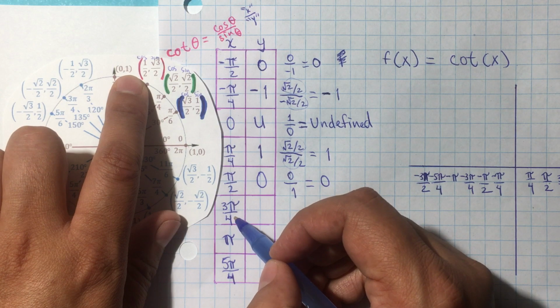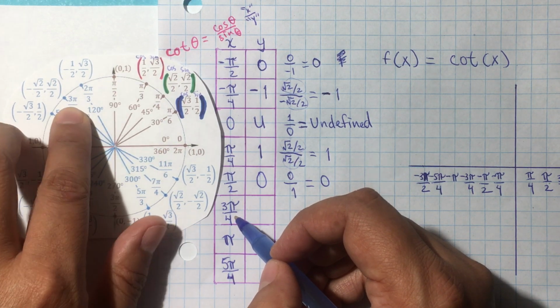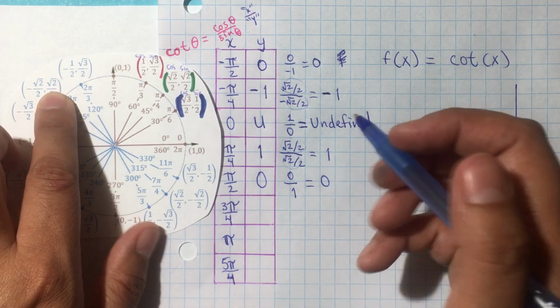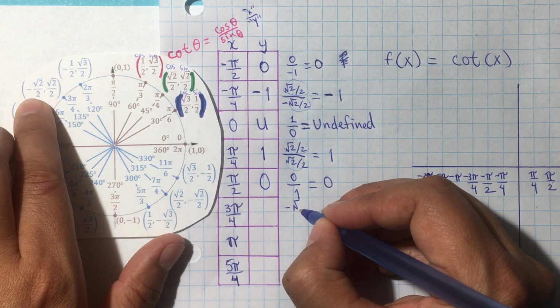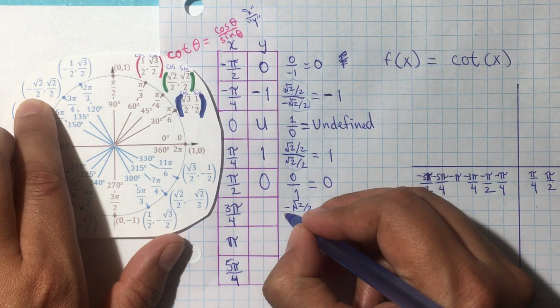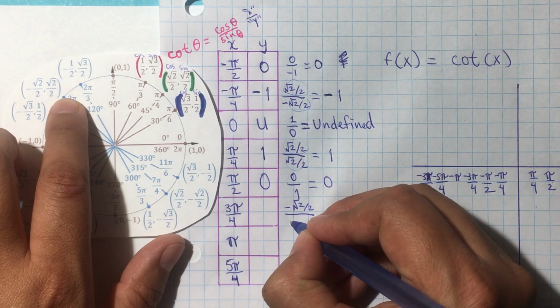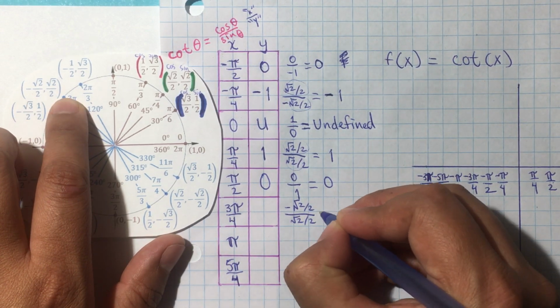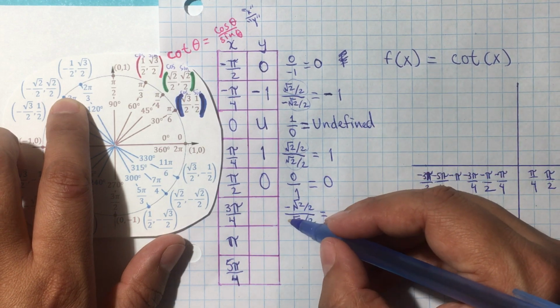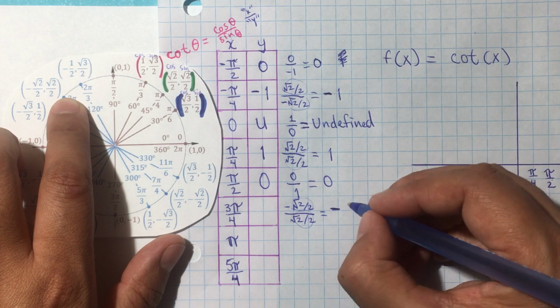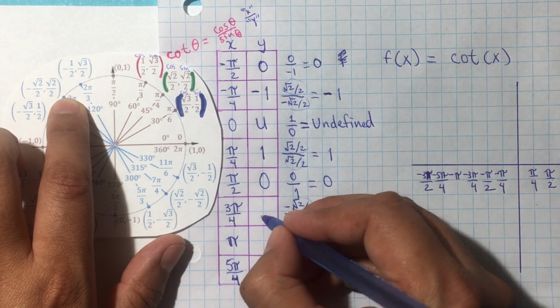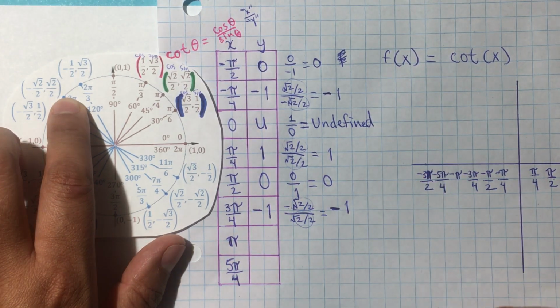3/4 of pi, or 3 pi over 4, is this one right here. It's going to be negative square root of 2 divided by 2 over positive square root of 2 over 2. Negative divided by positive is negative. The same thing divided by the same thing is 1, so it's going to be -1.